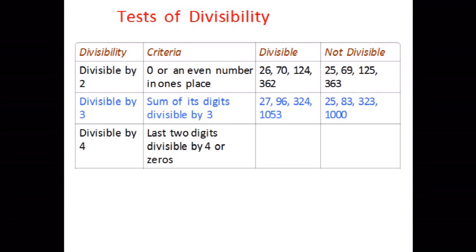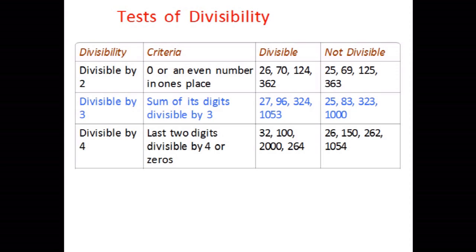Now divisibility by 4. What we have to do here is check the last two digits. If the last two digits are divisible by 4 or are zeros, then the number is divisible by 4. Now in case of 100, the last two digits are zeros, so it is divisible by 4. In case of 264, the last two digits are 64. Is 64 divisible by 4? Yes. Why? Because 16 fours are 64. Therefore 264 is also divisible by 4.